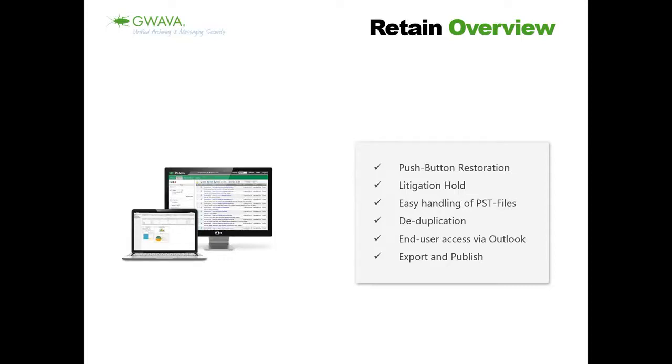The end user access to the archive is in his usual Outlook client and within the Retain web interface. So you can use almost every device with the Retain web interface, and for his usual work he will use the Outlook add-in. Export and publish functions give you a lot of possibilities, for example, in case of litigation, like I said before, or a financial audit.